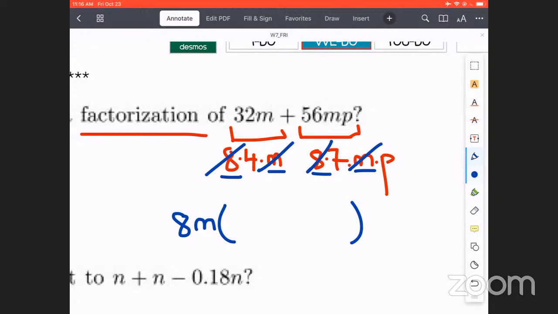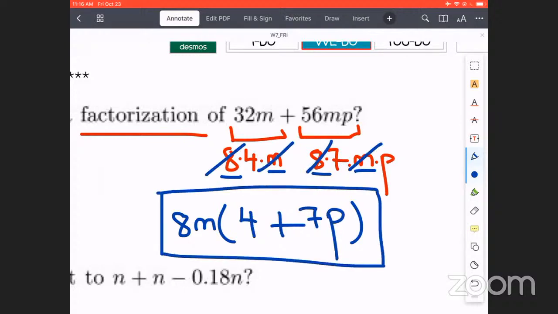Oh yeah, 4 and 7m. So for the first one, 4 is left, and for the second one, 7 is left. No, not 7m, because I pulled out the m together. Yes, it is a p. And there is a plus sign, okay? So this is the kind of question you may see in your benchmark.